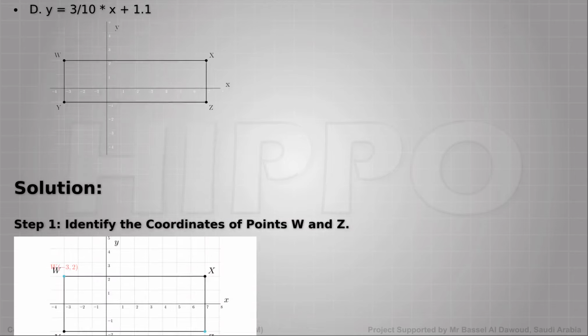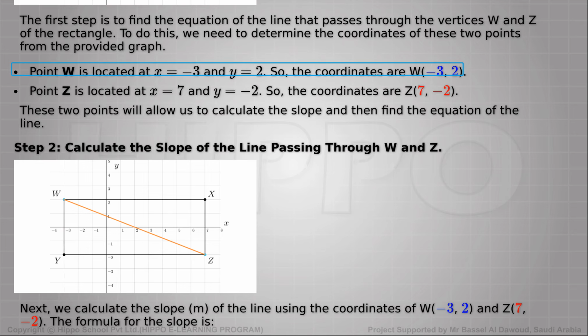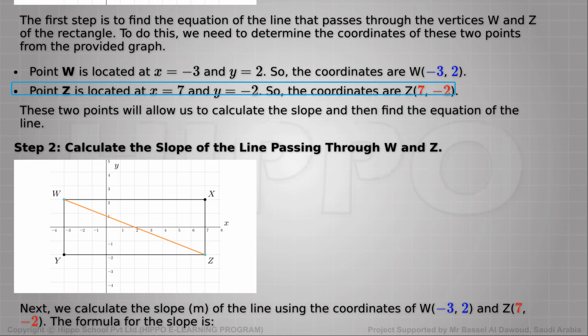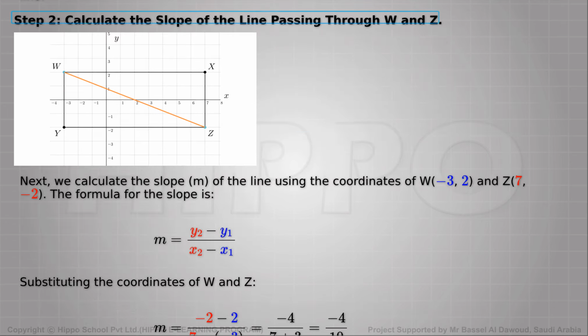Let's get started. First things first, let's figure out what we're working with. The image on the screen highlights the 2 points we're interested in, W and Z. To find their coordinates, we simply read the values from the x and y axes. As we can see, point W is at x equals -3 and y equals 2. Point Z is at x equals 7 and y equals -2. Now that we have these two coordinates, we have all the information we need to define the line that passes through them. Okay, the next step is to calculate the slope.